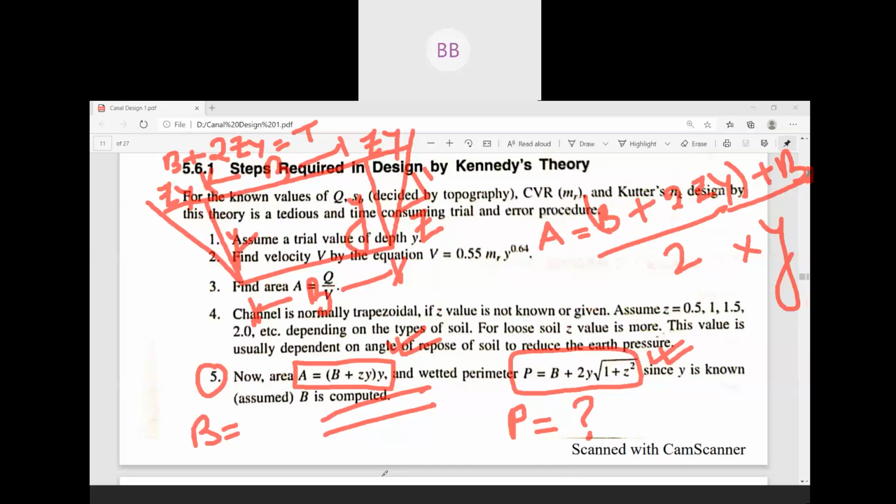In the first step, we assume a depth of flow. Then in the second step, we find out the velocity using the equation 0.55 multiplied by critical velocity ratio multiplied by y to the power 0.64. Then we find out the area. Normally we consider a trapezoidal channel. If the side slope is given, it's okay. If it is not known, then we assume any value between 0.5 to 2 depending on the type of soil. Then in the fifth step, we use the area equation to find out the bottom width of the channel, and then we find out the wetted perimeter of that channel.